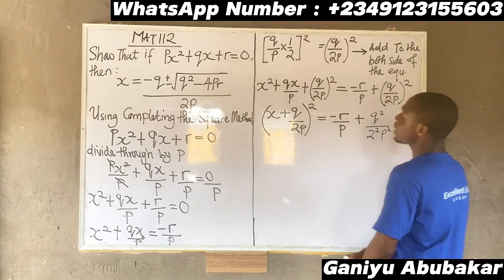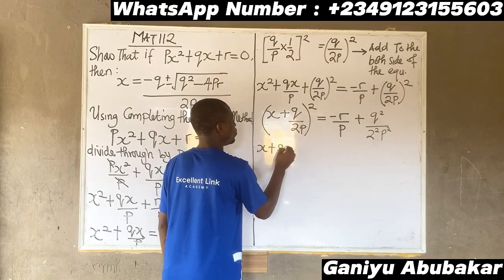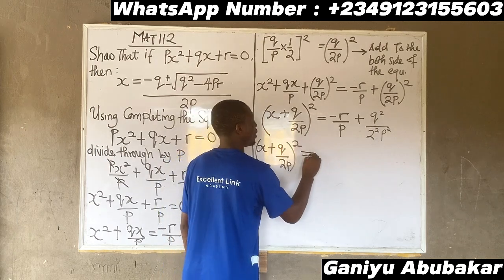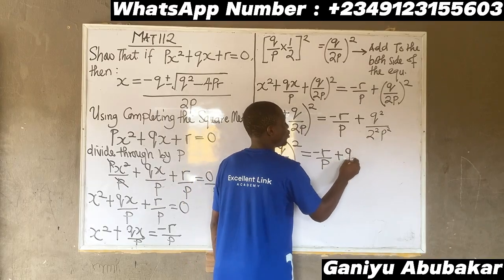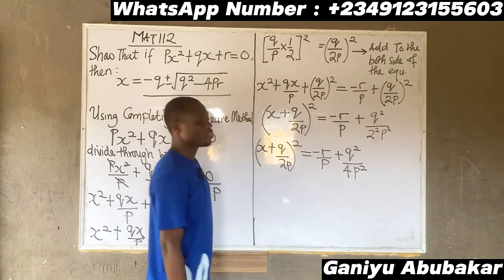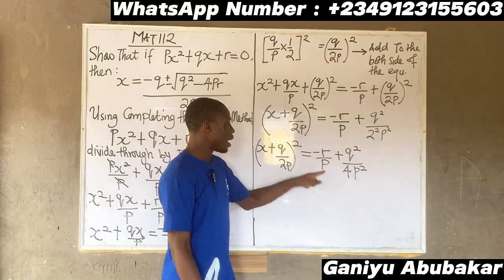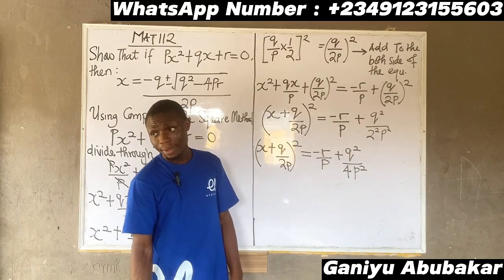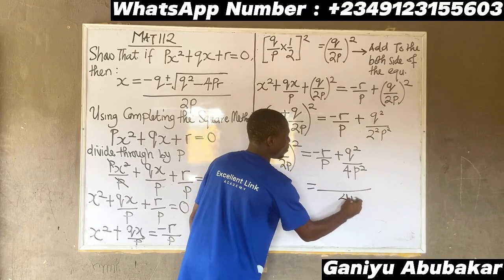Next step here, this gives you x plus q over 2p all squared is equal to minus r over p plus q squared over 4p squared. You see this please, 2 squared is 4, then your p squared is this. So I'm having two fractions and a plus sign. What comes to mind? LCM. What's the LCM here? Of course, that's 4p squared.